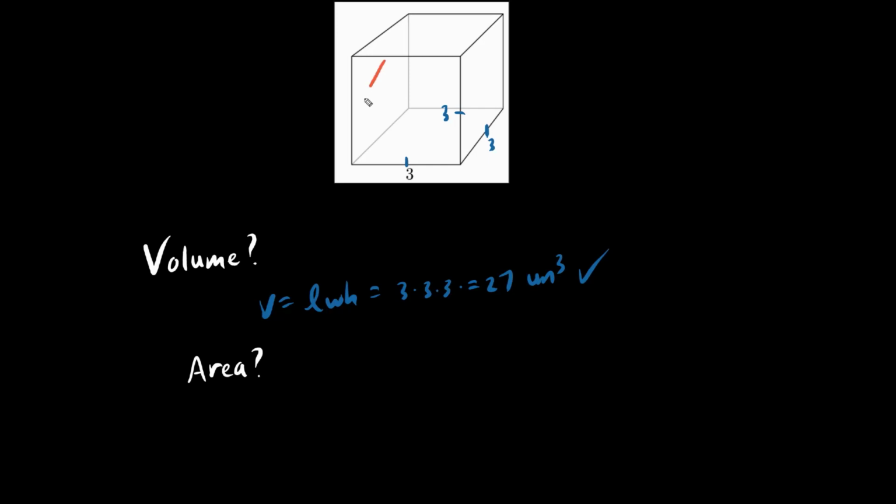Now the area of one side of this cube is a square, and it's 3 times 3. So the area of one side is 9. But there are 6 sides. So it's going to be 6 times the area of a square, which is 9. So the area is 6 times 9, which is 54 units squared.